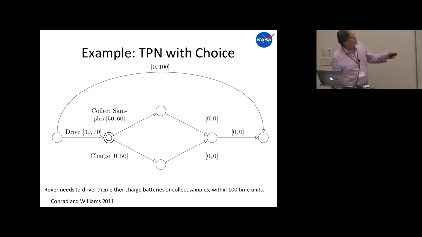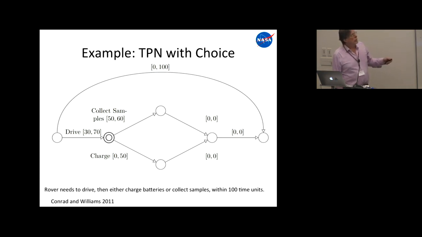Suppose the drive first thing, it really allows you to express things like preferences. So if your drive takes 30 time units, then you can do either one of these, collect samples or charge, right? So at that point, the dispatcher, or the executive, can say, well, I prefer to collect samples because it's a science project. So it can then choose to collect samples as a preference.